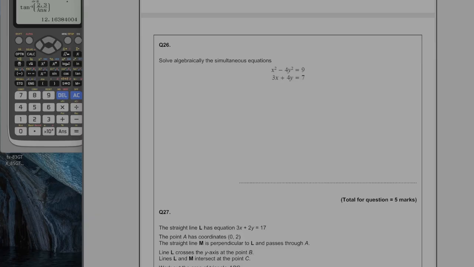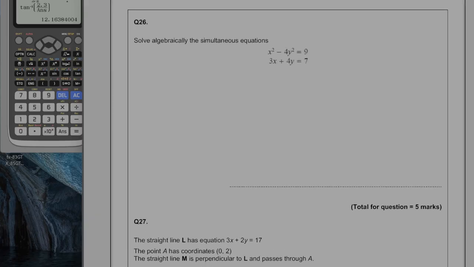Question 26. Solve algebraically the simultaneous equations x squared minus 4y squared is equal to 9, and 3x plus 4y is equal to 7. Okay, so I'm just in two minds here at the moment. This is actually a difference of 2 squares, which I'm trying to work out whether I could make that help me out. So I might change this.